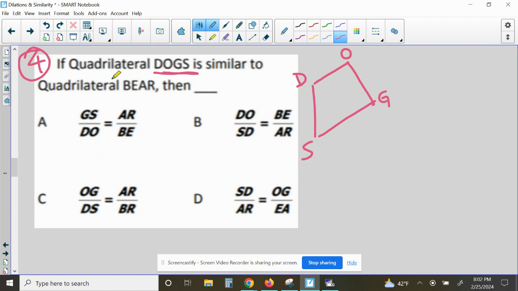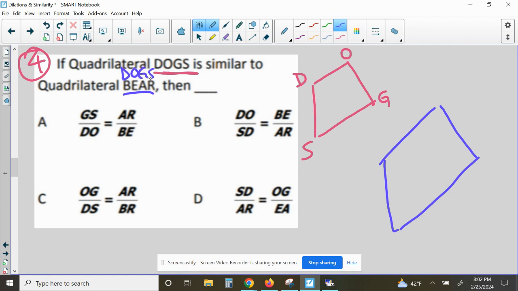Okay, now I need to draw something that looks similar to that. So I need to try to draw the same shape, but maybe bigger. Okay, I drew the same shape. Now remember, BEAR is going to line up exactly to DOGS. Remember how you could stack them right on top of each other. So where did I start with the DOGS? I went D, O, G, S. So when I do BEAR, I'm going to do B, E, A, R.